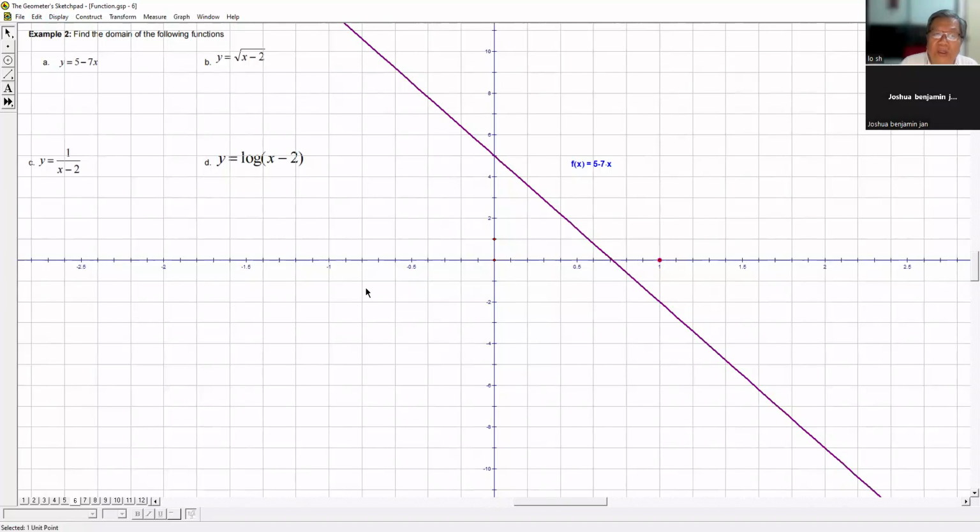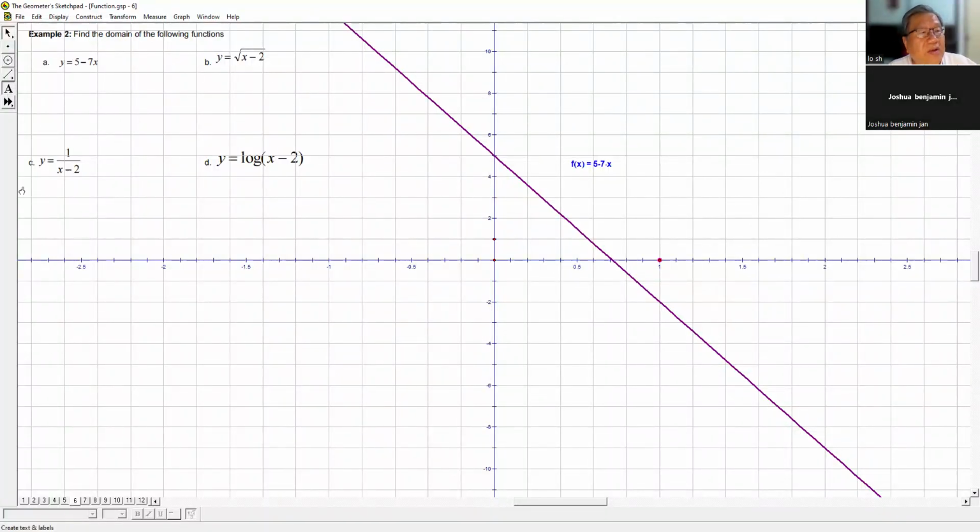So if I want to look for the domain on this line, I look along the x-axis. I can have 0, 1, 2, 3, 4, 5 until 10 and so on. So this line will extend until infinity. Then I look along the negative part, negative 0.5, negative 1, negative 2, and so on, until infinity. So this is my domain. My domain is from negative infinity to positive infinity.